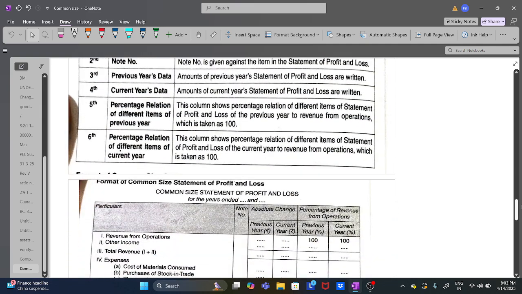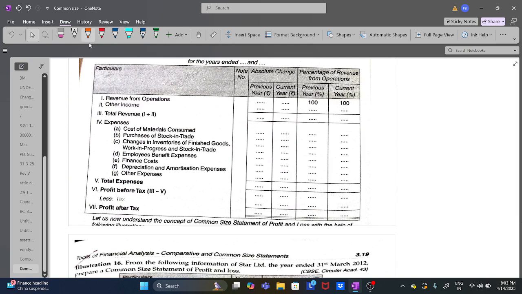Then the income statement can also be asked. This is the format of the income statement we have seen. RFO plus other income is total revenue. This is nothing but your sales. Then there are different types of expenses. We calculate the total expense and profit before tax. Tax is a percentage of profit before tax, and profit before tax minus tax gives profit after tax.